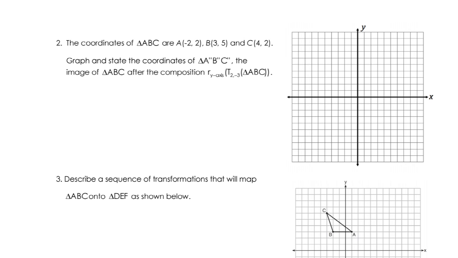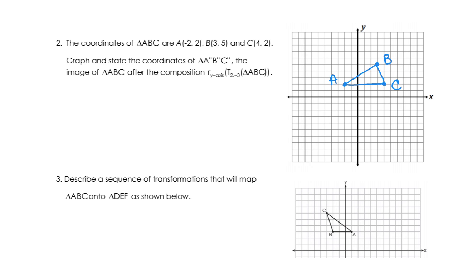All right, guys, we're on the back side of day 8 notes. And in number 2, it says that the coordinates of triangle ABC are A at -2, +2, B is at +3, +5, and C is at +4, +2. If you have a straight edge, use it. If not, try your best.